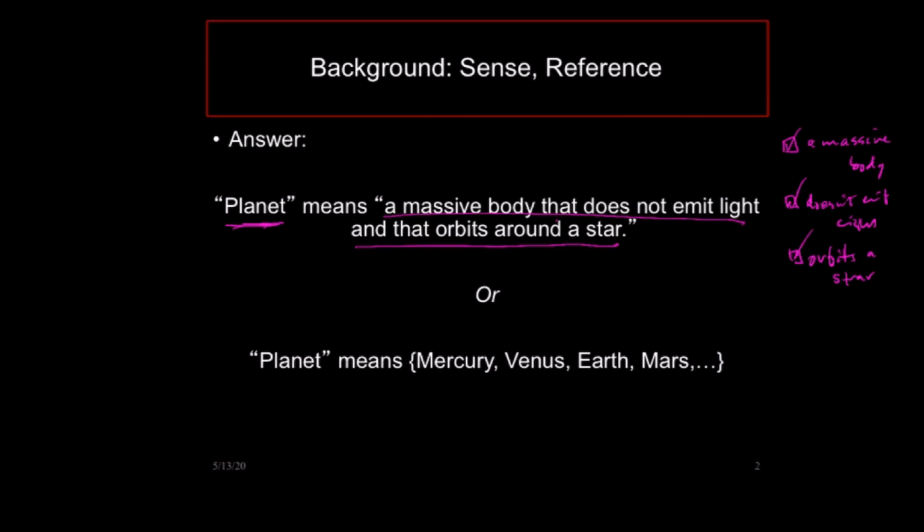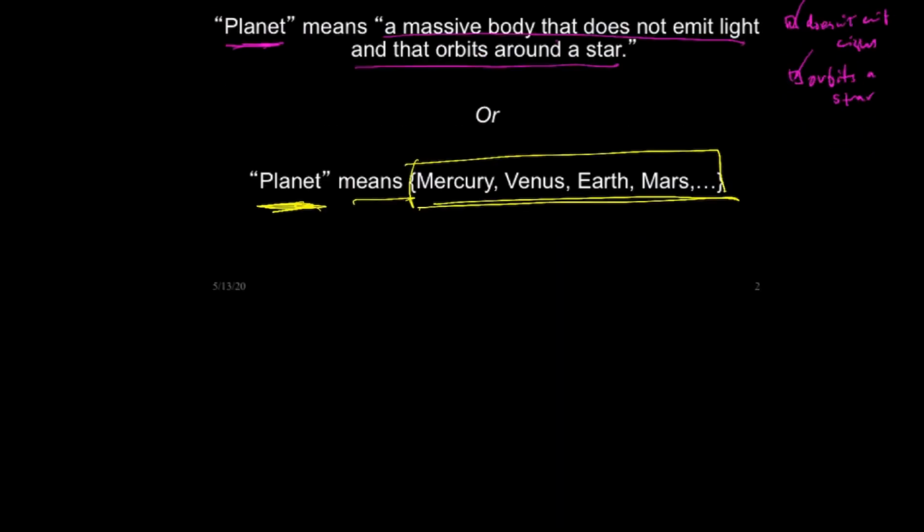But there is another way to answer that question. When we ask what the term planet means, you could say that planet means one of the members of this set here, maybe Mercury, Venus, Earth, Mars, or whatever. So a different way of specifying the meaning of a general term is to list all of the things in the universe that are examples, or as philosophers say, instances of that term.